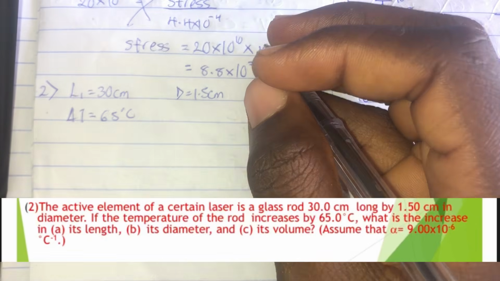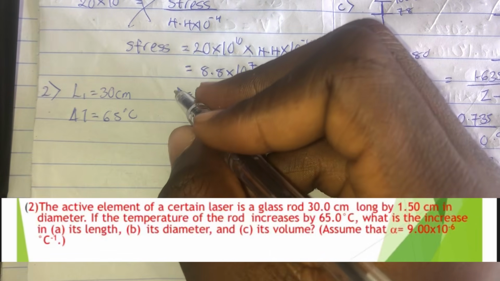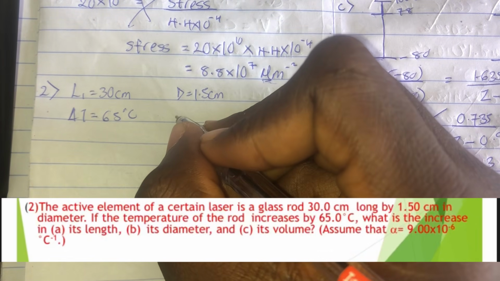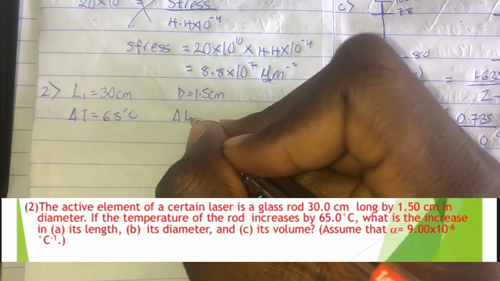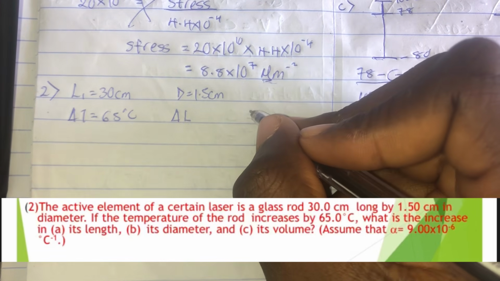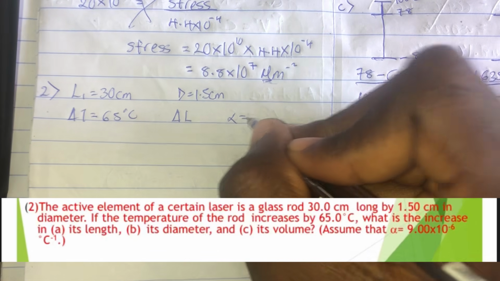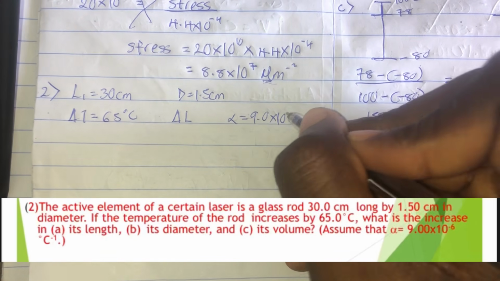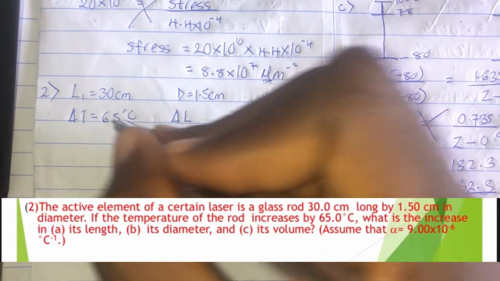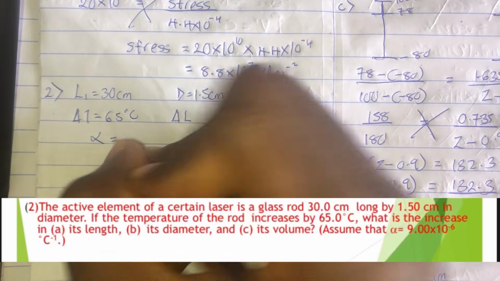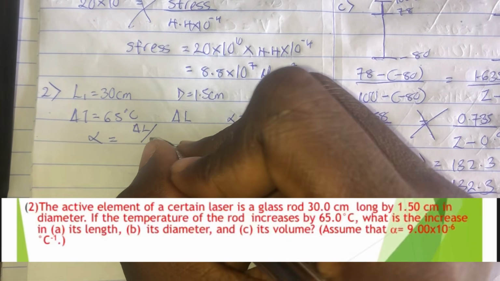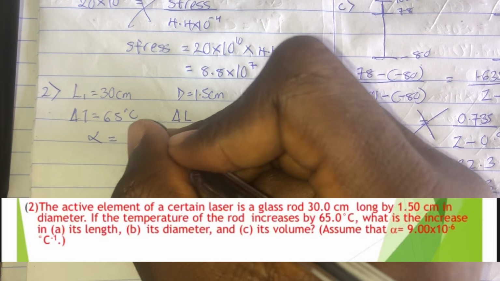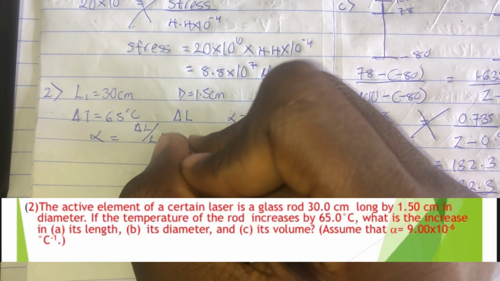So they're asking us for the increase in length, increase in diameter, and increase in volume. I'm just going to do the one for increase in length and tell you how to do the ones for increase in diameter and increase in volume. They said assume the linear expansion is 9.0 times 10 to the power minus 6 per degree Celsius. So you should know linear expansion is equal to change in length, which is L2 minus L1, all over the original length times change in temperature.